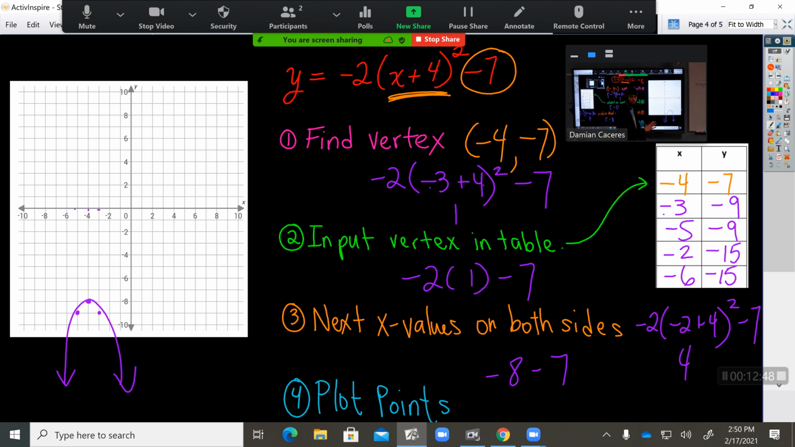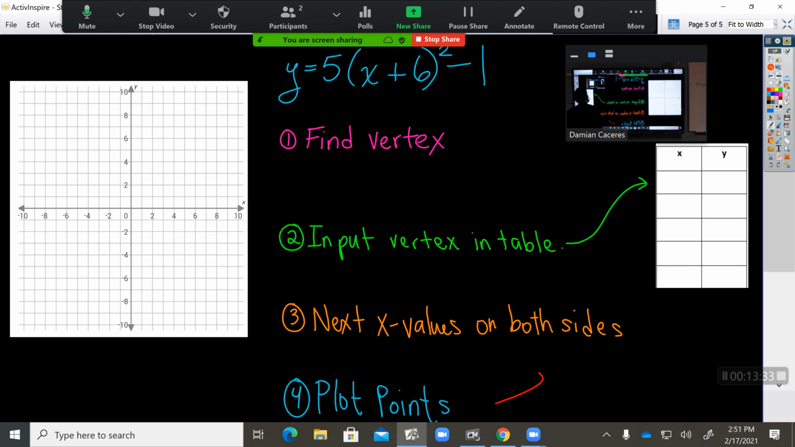Any questions? I'll give you a second to copy it. Go right ahead. All right. Moving on to the final example. This next example is also in vertex form. So you grab the number in the parentheses, change the sign, grab the number that's outside of the parentheses, and don't change the sign. There's my vertex, -6, comma, -1. Right here on the graph.